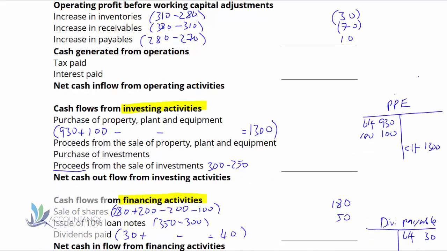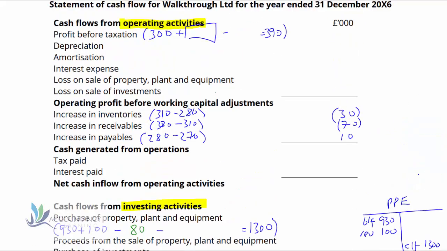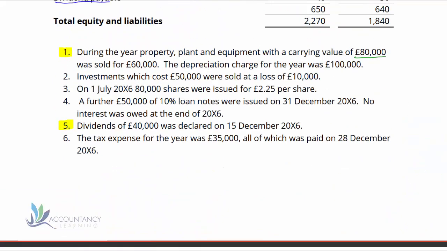So we can see that we had 930 at the beginning of the year. This was revalued up, but we've just sold 80 of it. So we need to take away 80. Okay. So we can see we've used that number once in our answer. So we can give that 1 tick, but we need to use it somewhere else as well.